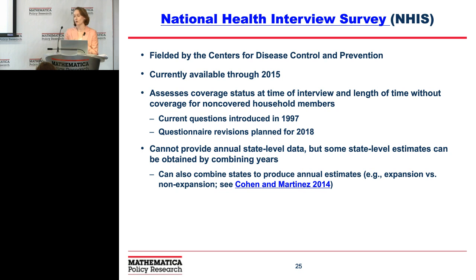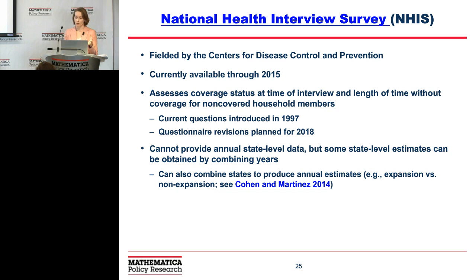So you can't do annual state-level data with NHIS, but you can get some state-level estimates by combining years, or alternately, if you have a group of states, like expansion versus non-expansion states, you can get those grouped together to produce a single-year estimate.